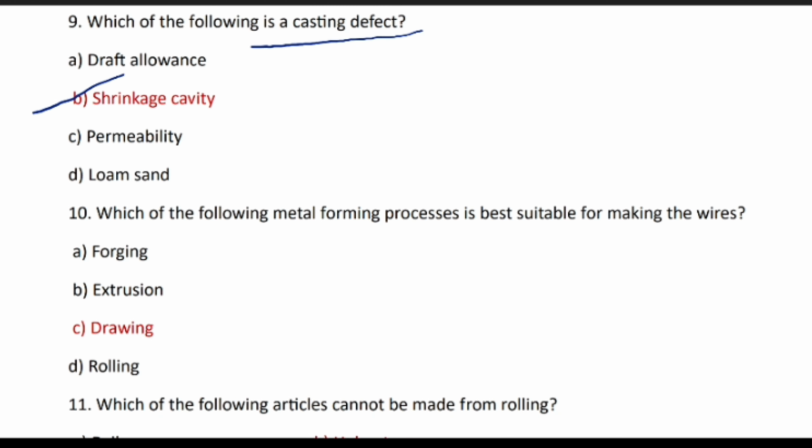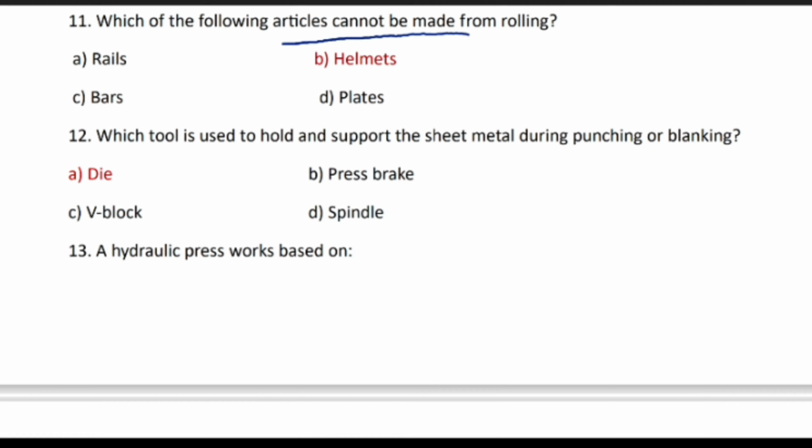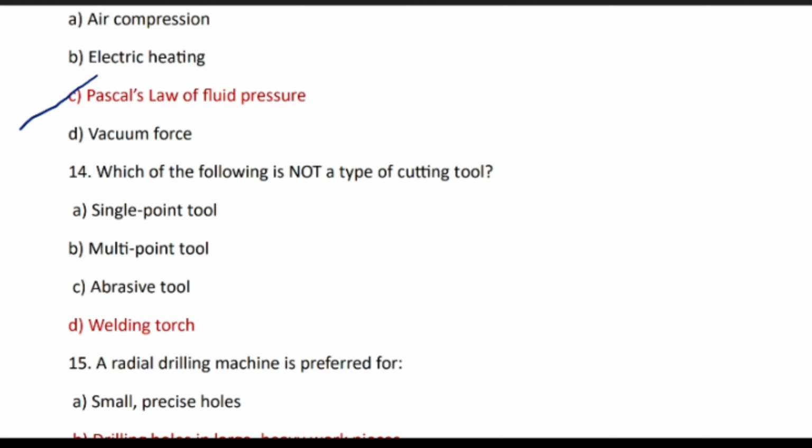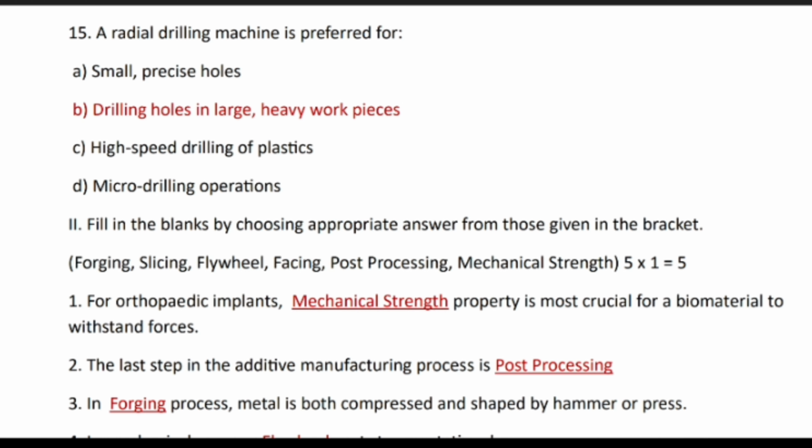Next, which of the following metal forming processes is best suited for making wires? Option C, drawing. Next question, which of the following articles cannot be made by rolling? That will be option B, helmet. We cannot do it by rolling. Next, which tool is used to hold and support the sheet metal during punching and blanking? The answer will be option A, the die. And next, hydraulic press works based on Pascal's law of fluid pressure, option C. Question 14: which of the following is not a type of cutting tool? Option D, welding torch, is not a cutting tool. And next, a radial drilling machine is preferred for option B, drilling holes in large and heavy workpieces.